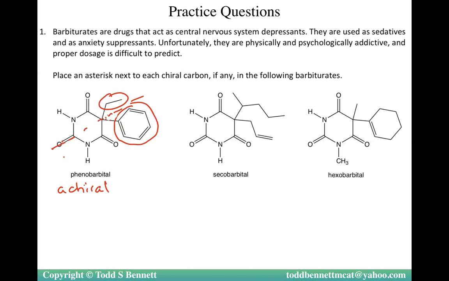When I go to this carbon right here, this carbonyl and this carbonyl are equal, this nitrogen and nitrogen go to right there. Same thing, a plane of symmetry, so not a chiral center.